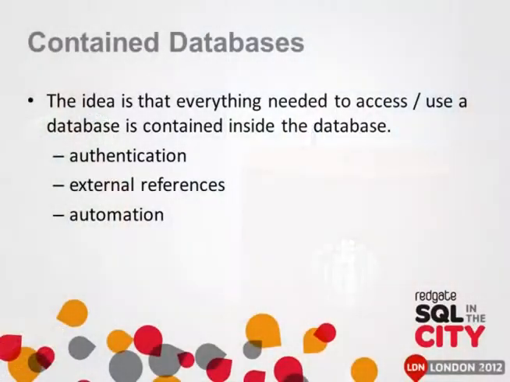So what's containment or contained databases? The idea in containment is that everything inside the database is self-contained and it doesn't require anything from the instance or it doesn't require anything outside of the database. So my authentication, any references like linked servers, Service Broker queues, things like that, I don't require. And then potentially anything in automation. If I need certain processes to run on a database on a schedule, they're contained within the database. And if I move that database, all that information moves to the new server, the new host.